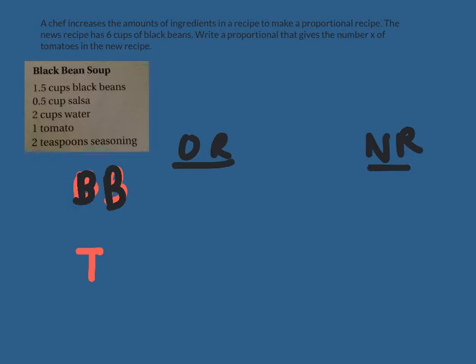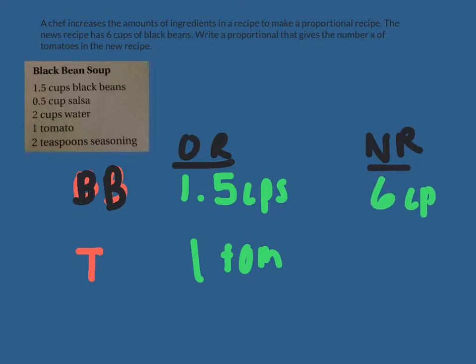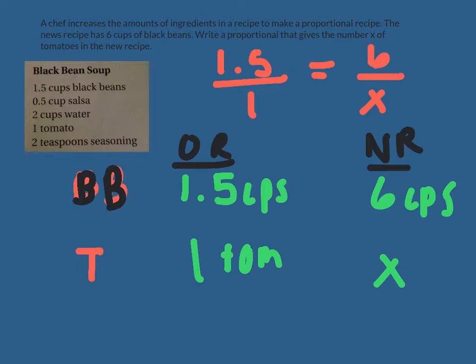In the original recipe, we have 1.5 cups of black beans and 1 tomato. And in the new recipe, we have 6 cups of beans and an x amount of tomatoes. The way we can write the proportion is just like this, but without the table. So we put 1.5 over 1 is equal to 6 over x. Just like that.